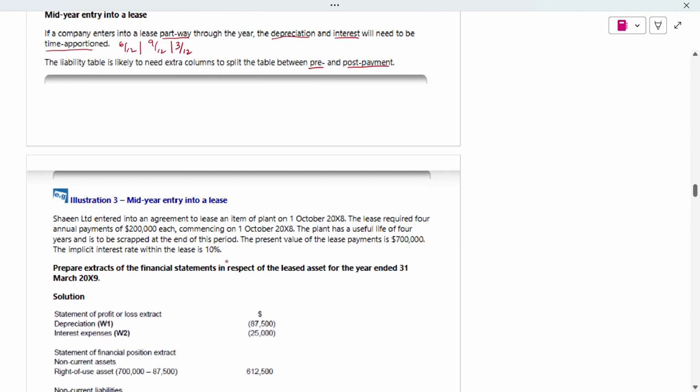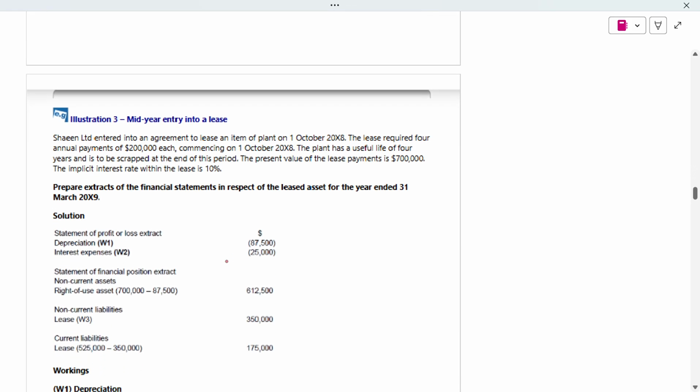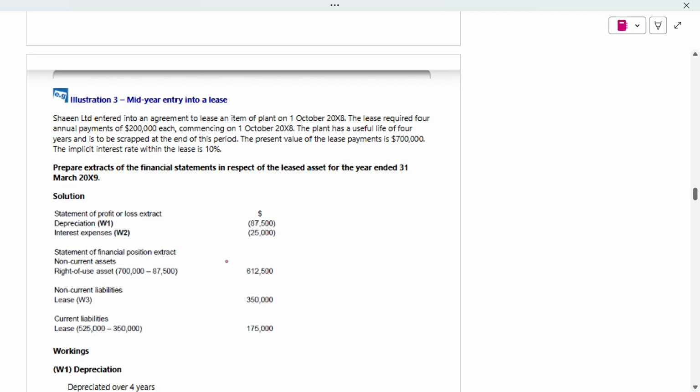Now, if it is the middle of the year, they gave you an example. Shaheen entered into an agreement to lease an item of plant. When they entered, what is the reporting period? Year ended is 31st December. They entered on 1st October 2008. Here how many months will there be? It will be 6 months. Okay, they have entered the contract.